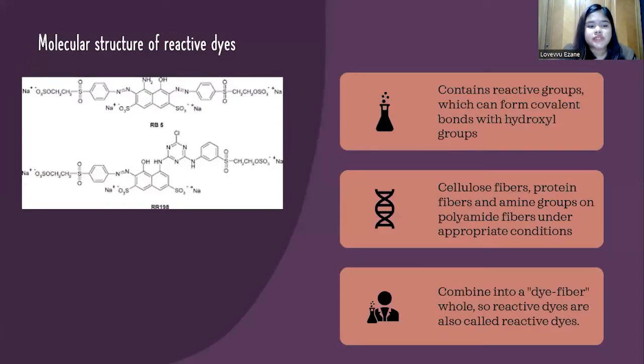Now here is an example of a molecular structure of a reactive dye. It contains reactive groups which can form covalent bonds with hydroxyl groups on cellulose fibers, protein fibers, and amine groups on polyamide fibers under appropriate conditions. And once combined into a dye fiber as a whole, this causes it to be a reactive dye.